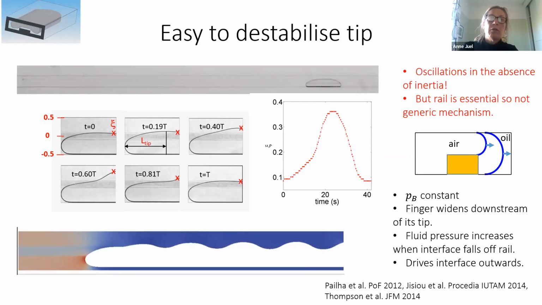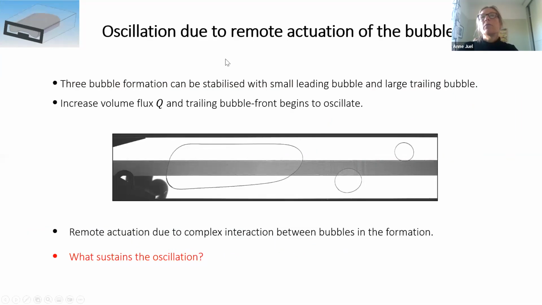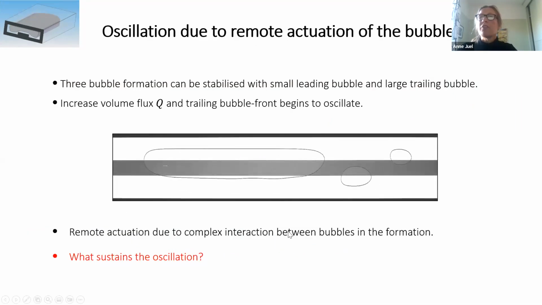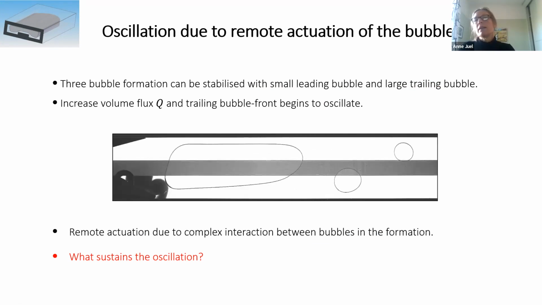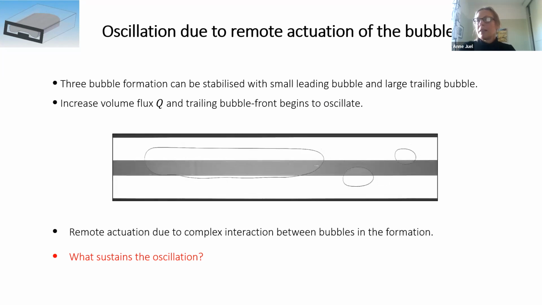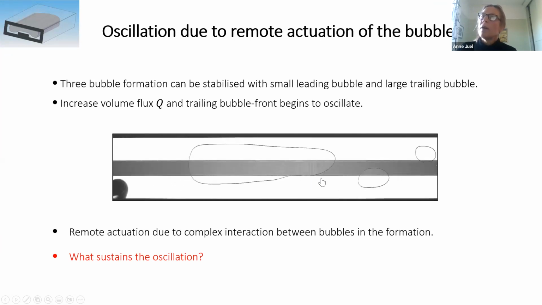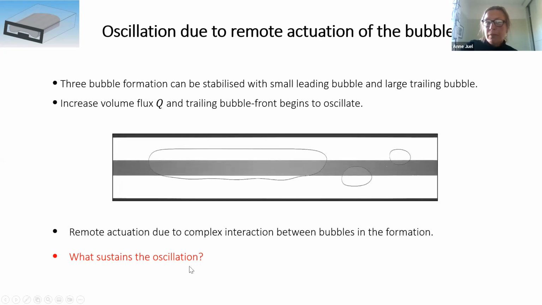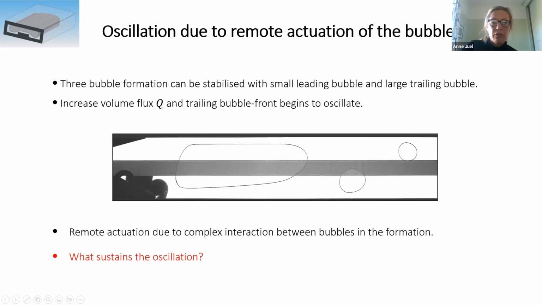But you can also go to the system that I showed you right at the beginning, when you had the three-bubble formation, and you can stabilize this formation in the system with the rail, but you're not directly relying on the rail for the instability. It's indirectly stabilizing this formation, and it's the medium bubble here that interacts with the trailing bubbles and changes the shape of its front. So essentially you get some form of remote actuation, and you generate these very regular oscillations on the bubble.